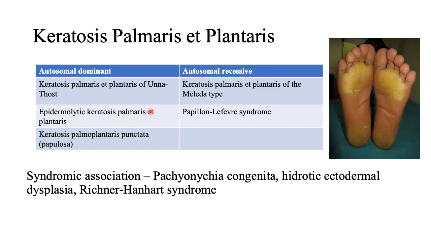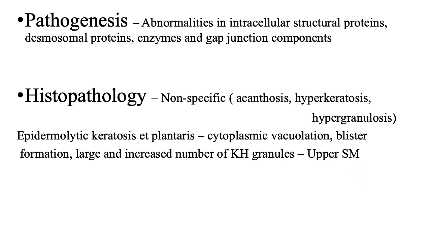microsection shows intraepidermal blister formation, cytoplasmic vacuolation, and large and increased amount of keratohyalin granules, as seen in epidermolytic hyperkeratosis, one variant of ichthyosis. Multiple abnormalities involving structural protein, gap junction protein, and enzymes have been noted in this condition.